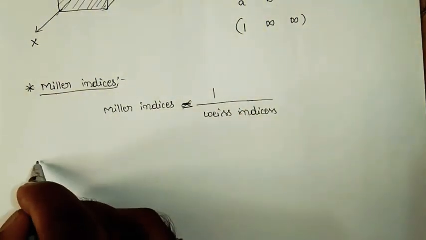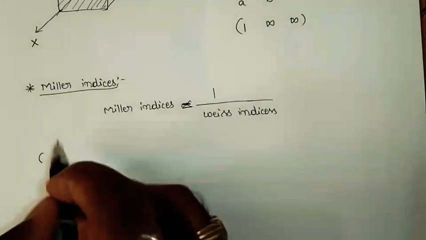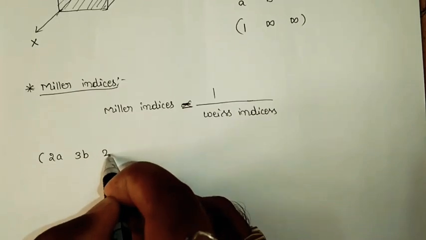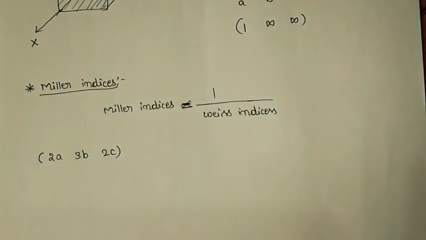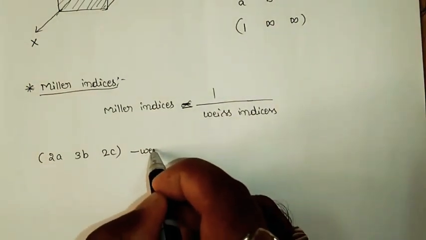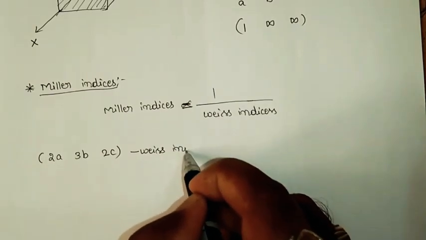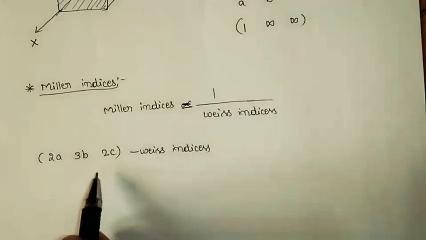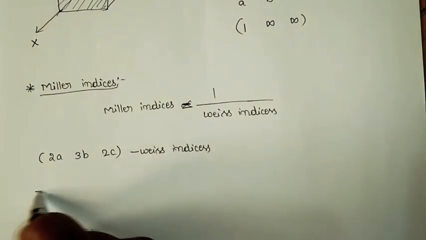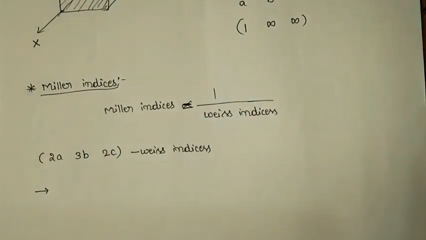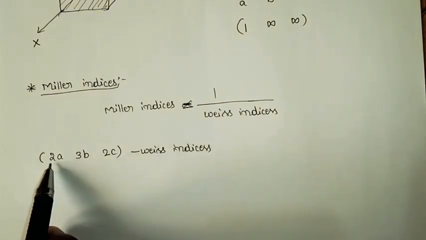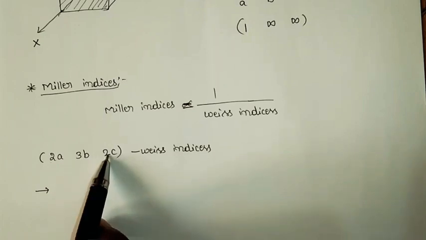Let me consider one set of Weiss indices: 2A, 3B and 2C. This is the Weiss indices I have for a plane, and for this we need to calculate the Miller indices. It's a very simple process. In the very first step, in order to convert the Weiss indices into Miller indices, the first and foremost thing we have to do is take the reciprocals of the coefficients of the intercepts.